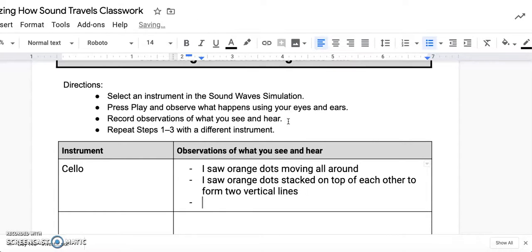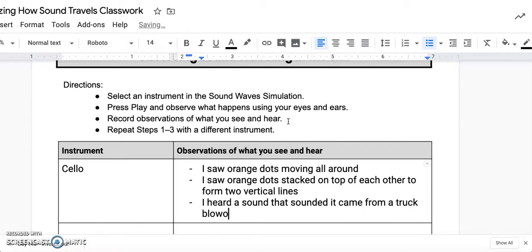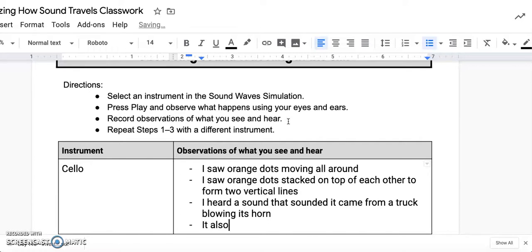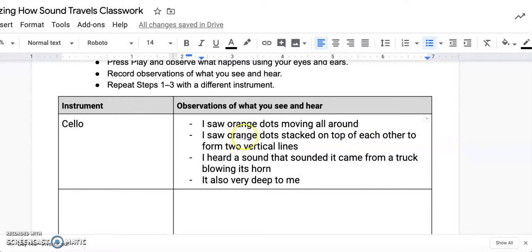And what I heard: I heard a sound that sounded like it came from a truck blowing its horn. It also sounded very deep to me. And so that's my observation for the cello, right? I saw orange dots moving all around. I saw orange dots stacked on top of each other to form 2 vertical lines. I heard a sound that sounded like it came from a truck blowing its horn, and it also sounded very deep to me.